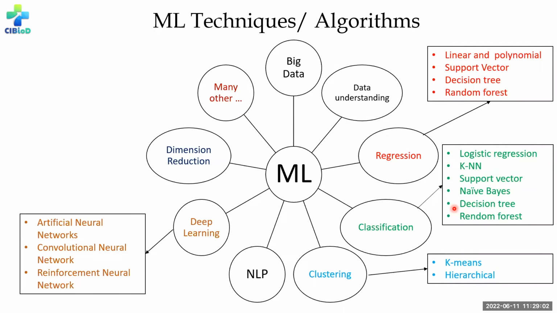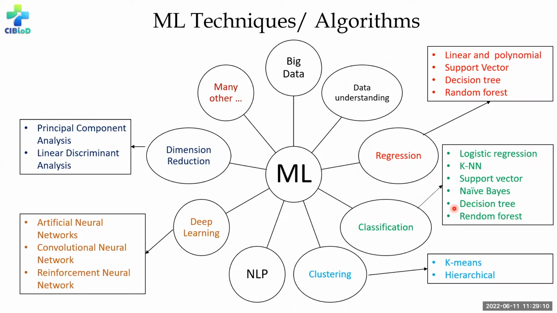Then we have natural language processing, deep learning, where artificial neural networks, reinforcement or convolutional methods are used. Then we have dimension reduction, which is heavily used in big data applications to reduce the data but keep the data meaningful, like principal component analysis or linear discriminant analysis. These are some common fields.